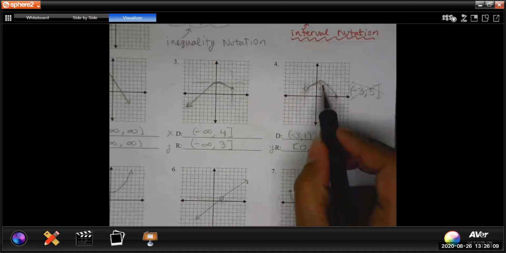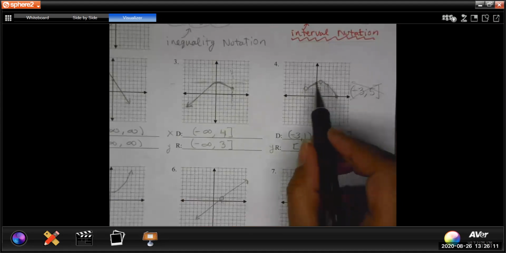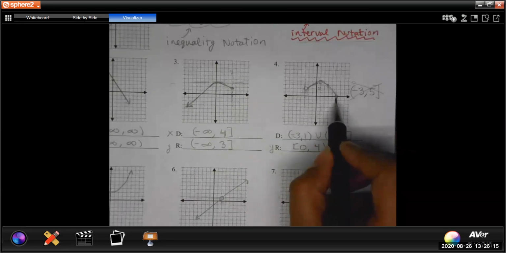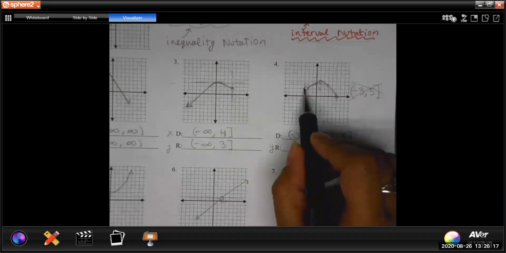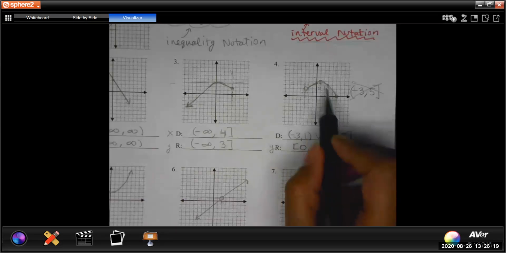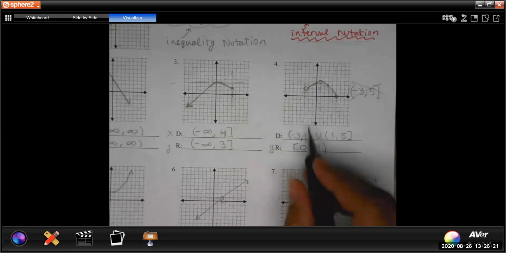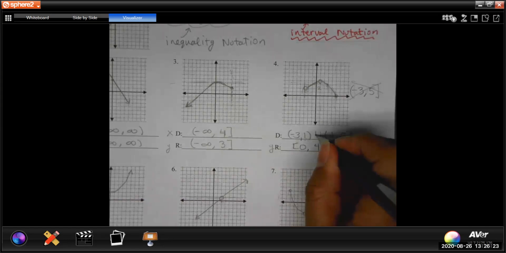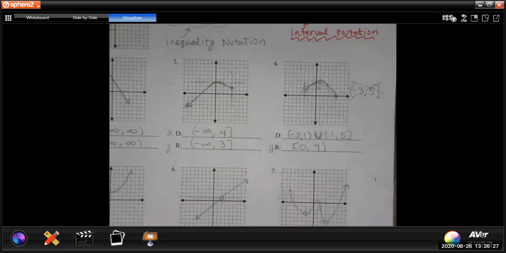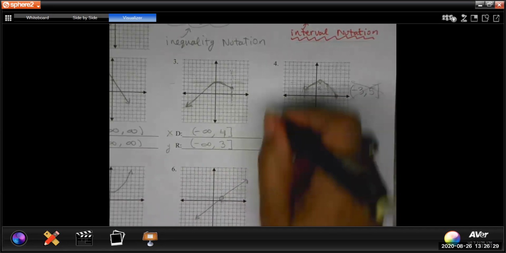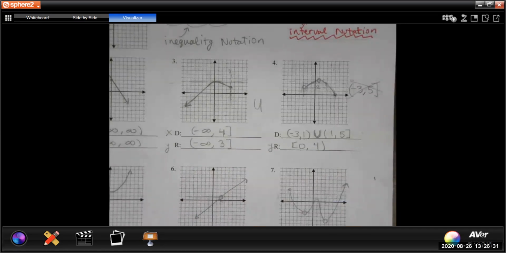But this one has an open circle, so it's going to break. I'm going to go from end point to middle point to end point. Okay, I'm going to say that again. Start point to middle point to middle point to end point with a union. This U without a line is called union. I call it a U, but it doesn't have a line. It's not like a regular U.